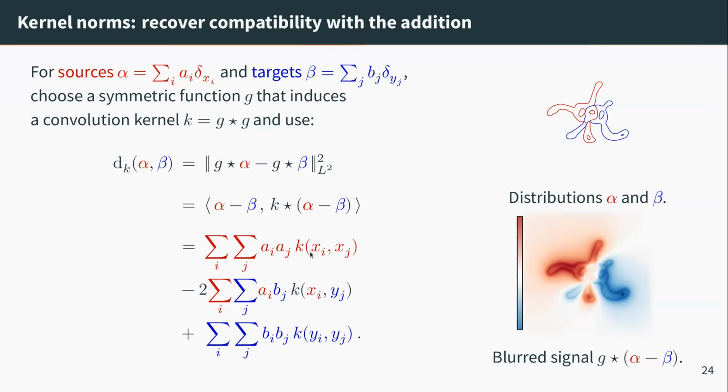Basically, I compute how far away they are from each other using the kernel function, and I weight it by the product of the weights a_i, a_j. Then I do the same thing in the target distribution, b_i, b_j, K of y_i, y_j. And I also compute, with a minus sign, the cross interaction term.